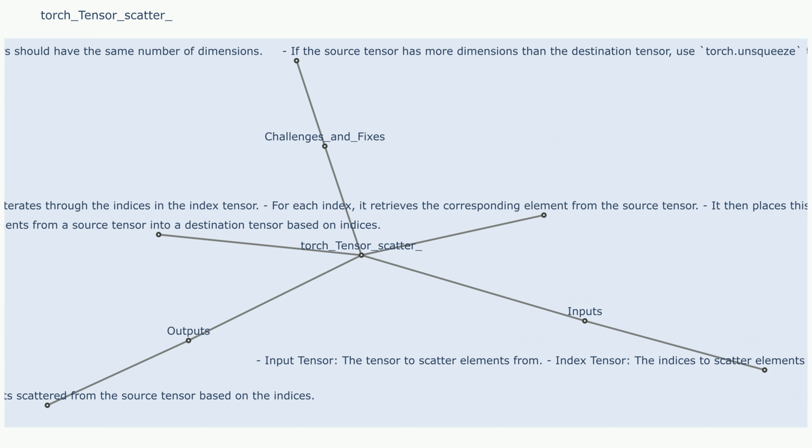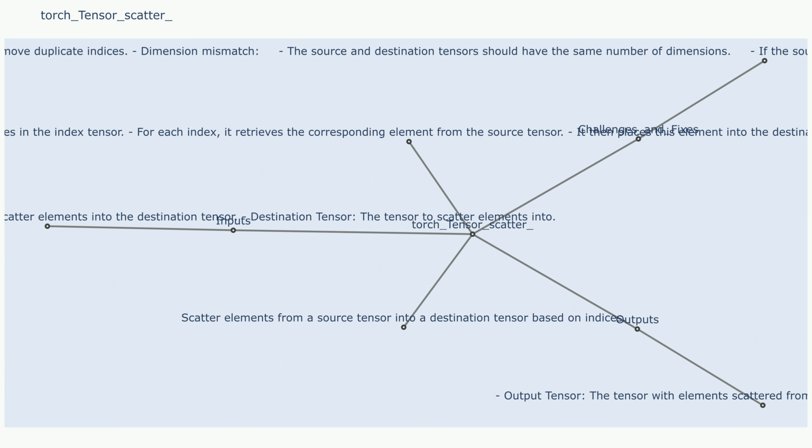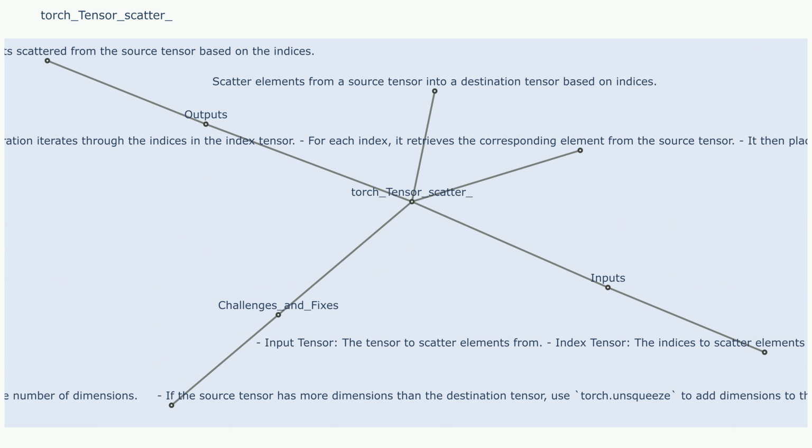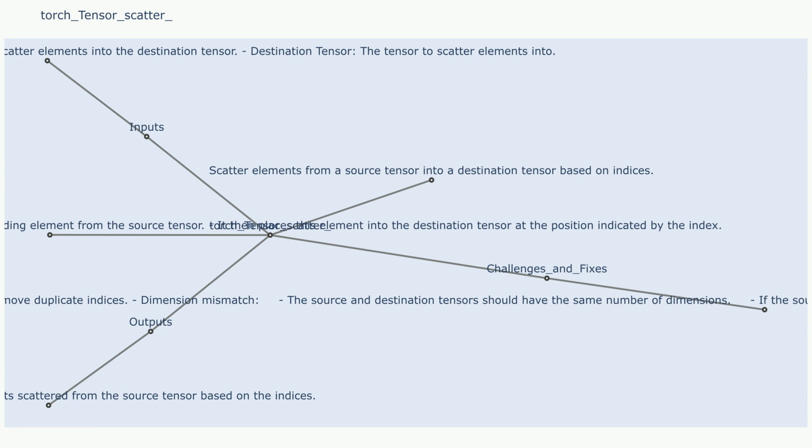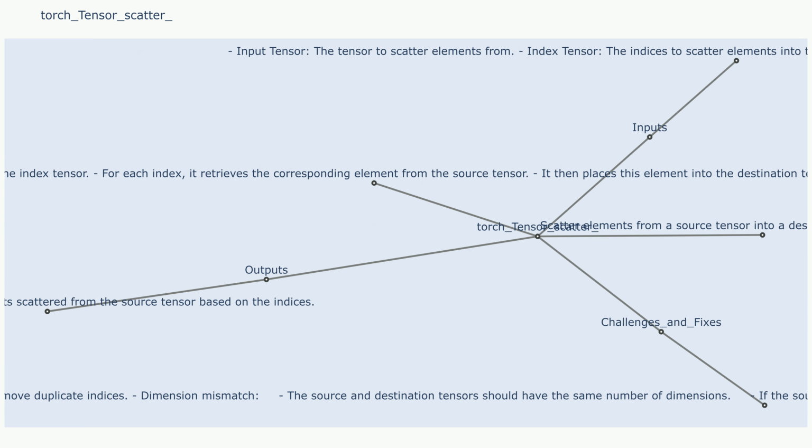Mismatched tensor dimensions: ensure that the dimensionality of the src and index tensors align with the dimensionality of the destination tensor. The index tensor should have one fewer dimension than the destination tensor. Example: if the destination tensor is a 3D tensor, the index tensor should be a 2D tensor. To fix this, you can reshape the src, index, or destination tensor to ensure the dimensions are consistent.